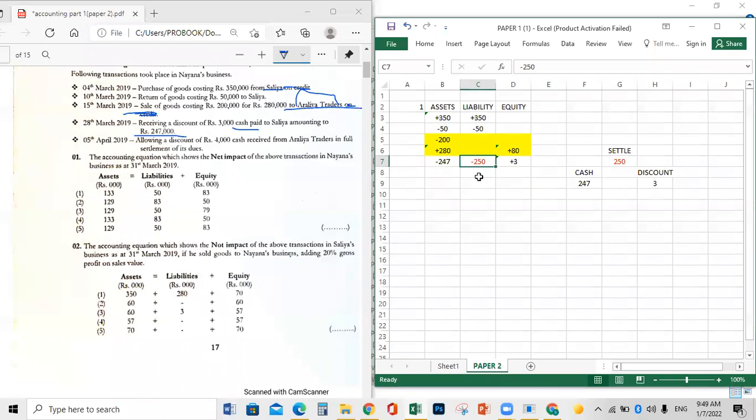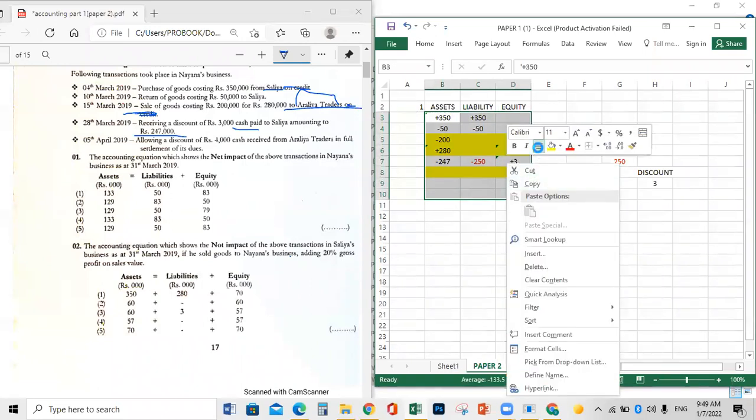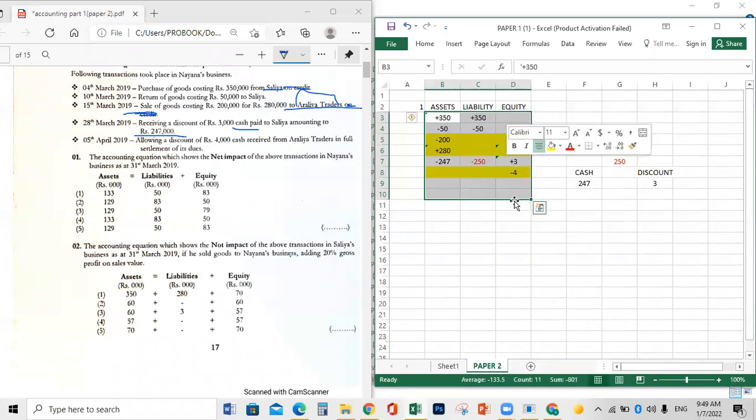Now go to the last one. Allowing a discount. Discount allowed, income or expense? Expense. Discount allowed is an expense. Expense will reduce your equity. So go to equity and reduce 4,000. They are saying, guys, discount allowed is 4,000. Reduce your equity by 4,000.